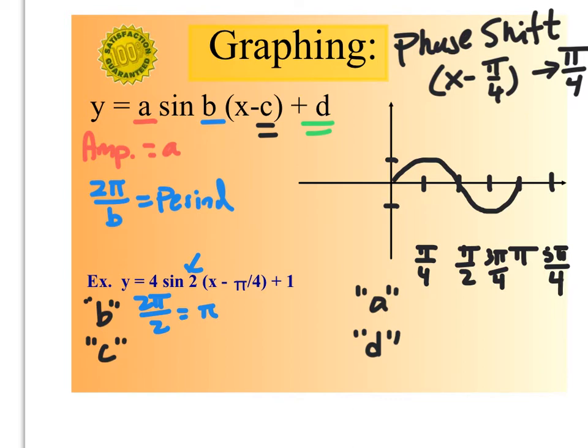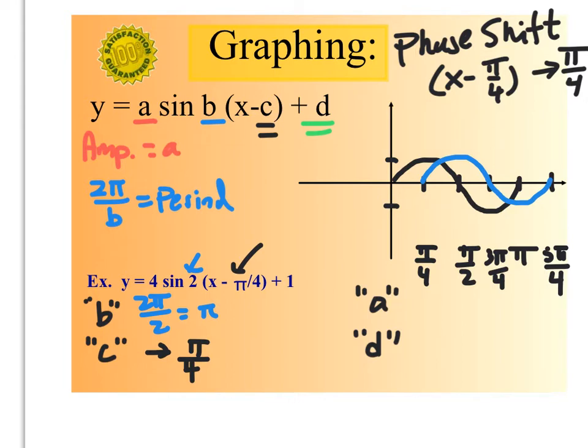This negative pi over 4 here, I should do that in a different color. How about black, like I did above? Minus pi over 4 tells me write pi over 4. So if I shrink the graph horizontally and then shift it to the right, pi over 4, it's now going to look like this. Nothing has happened vertically with the graph yet.